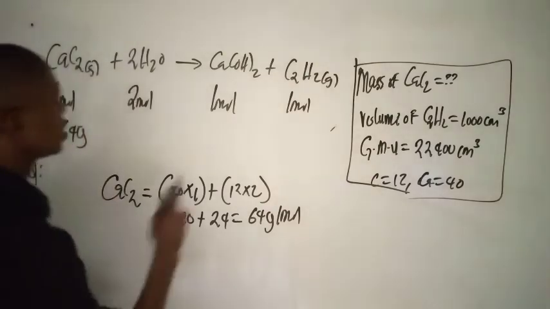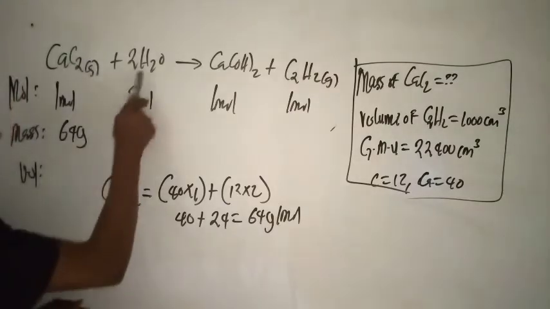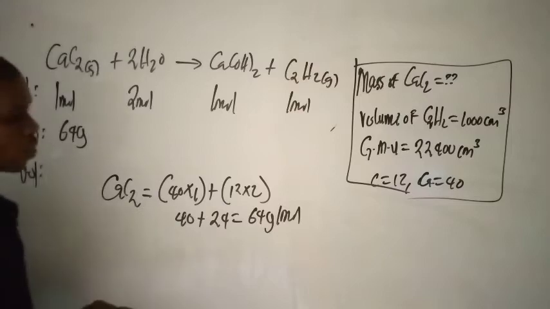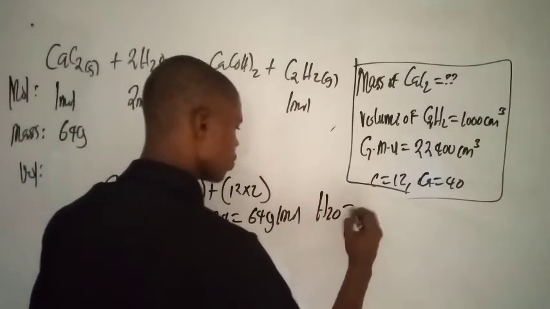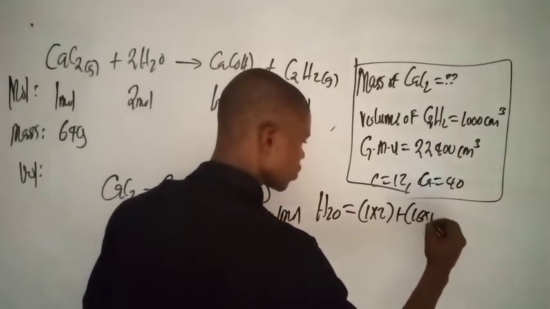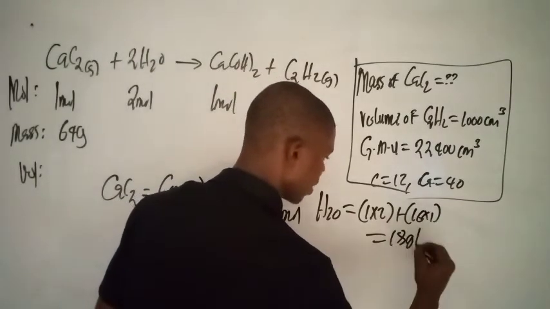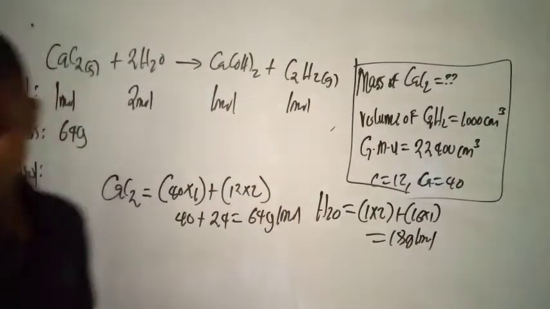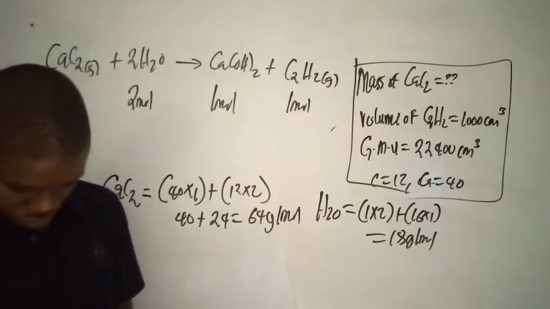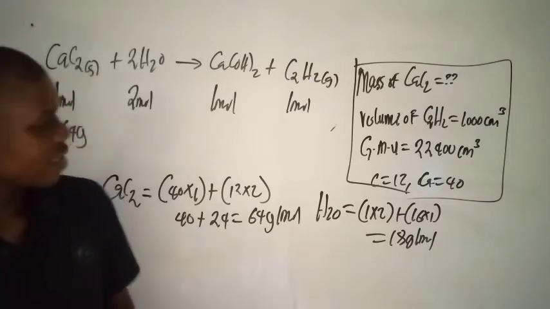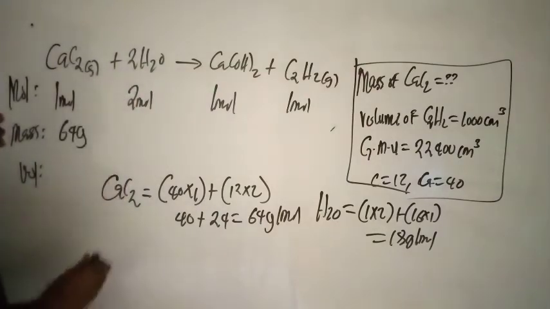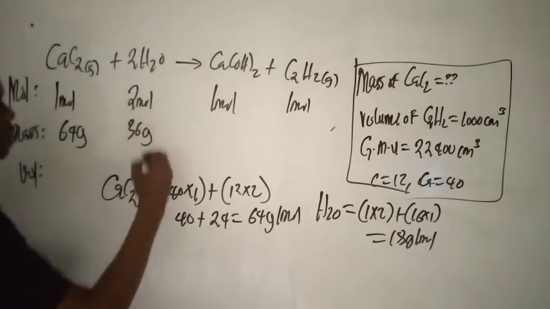Water is 18. If you calculate the molecular weight of water, H2O, we do 1 times 2 plus 16 times 1, which gives 18 grams per mole. So 18 times 2, because here we have 2 moles, gives 36 grams.